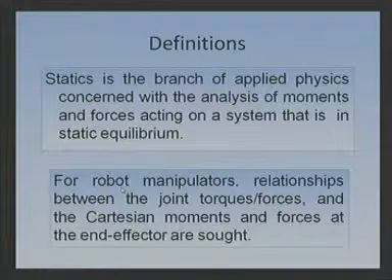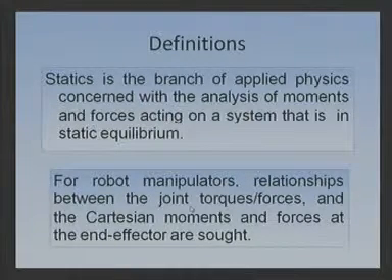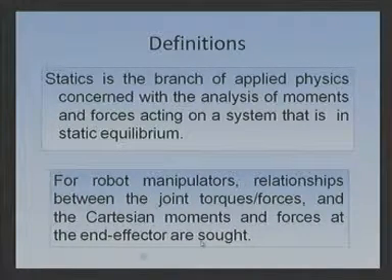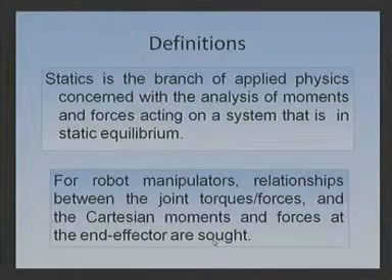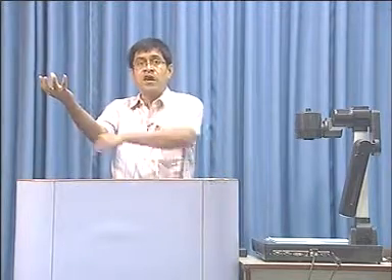Coming to robot manipulators, the relationships between the joint torques and forces and the Cartesian moments and forces at the end effector are sought. Now, looking at my hand again, suppose I want to hold an object. On my hand I have an object that is heavy, I want to keep it in this position. The object has certain mass and weight which is acting downwards, and my hand has actuators here and there. So, they are both holding it.